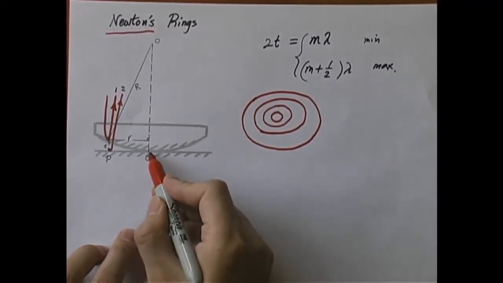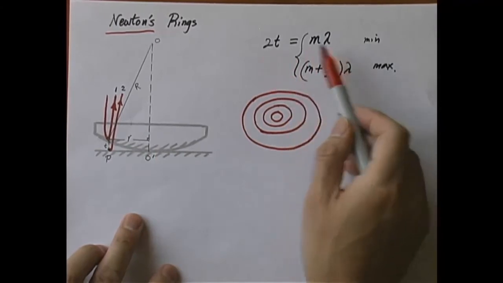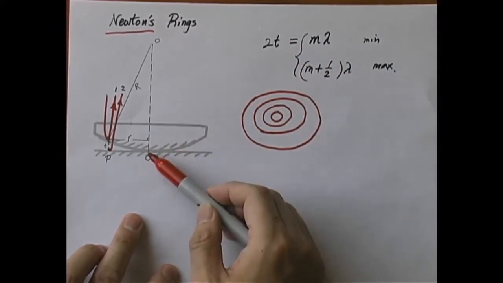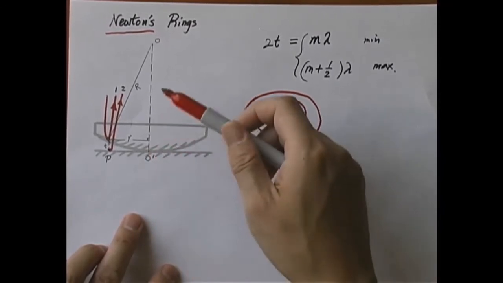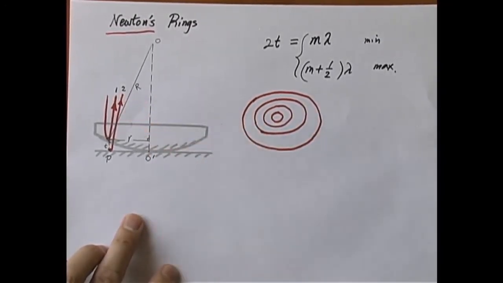Now, what about the point right in the middle? Well, the point right in the middle should be a dark spot. Why? Because it satisfies this condition, right? T equals 0, there is no thickness. And the reason why with T equal to 0 they have a dark spot is because one of the beams has a pi phase shift, that's number 1, and number 2 does not have a pi phase shift. So that's why the middle of the Newton's ring pattern is a dark spot.